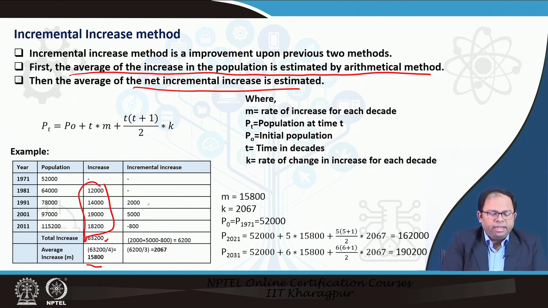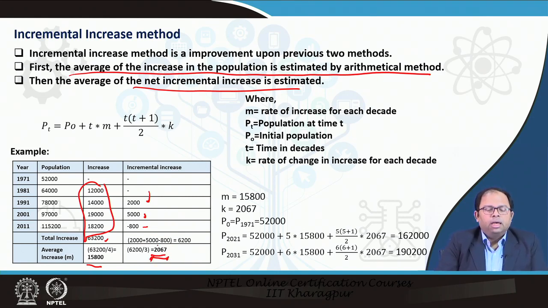So here we look at how much change is happening. That means every year, how much change is happening between the 2 years. Here we can see there is a change of 2000 in the amount of increase, then for the next year there is 5000, then there is a negative change. Then we take the average of this and we get an average increase of 2067.